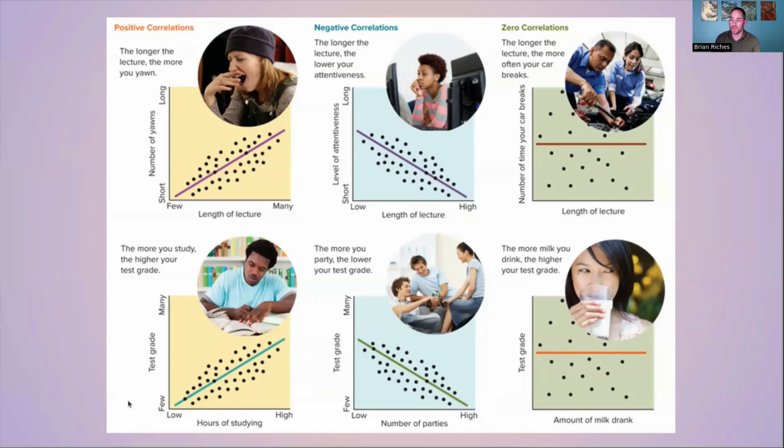Here's a positive correlation. This is hours of studying, so kind of opposite of that one. So few hours of studying, lots of hours of studying. So those who studied very little got a lower test grade. Those who studied higher got a higher test grade. So these are probably causally related right there. But just because these ones are, not all correlations are causally related.